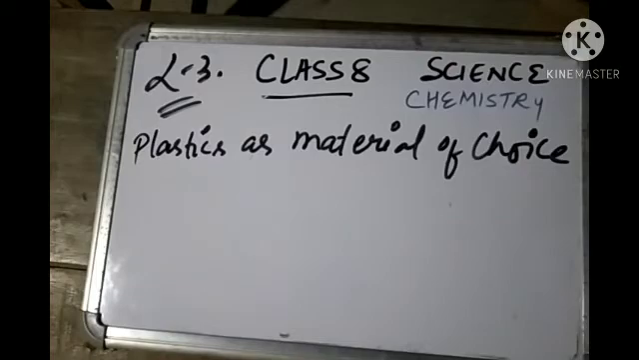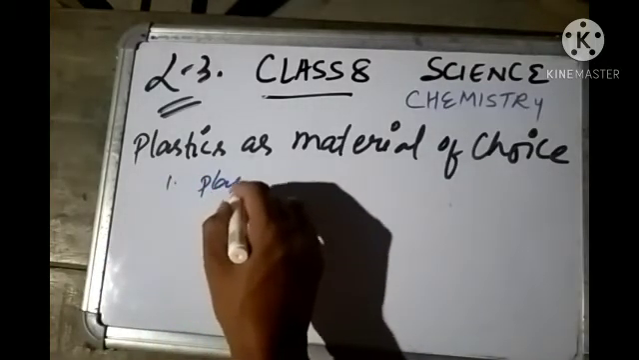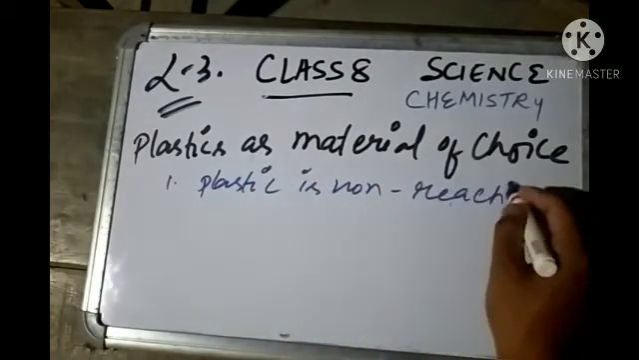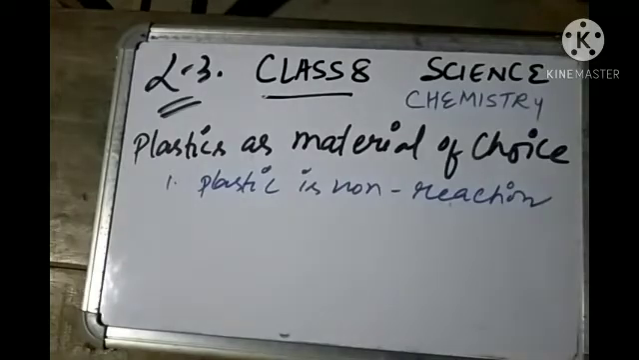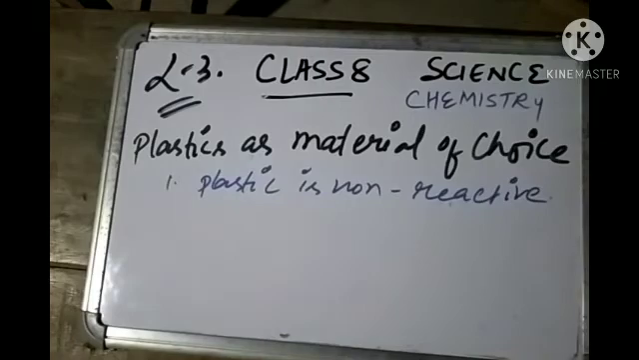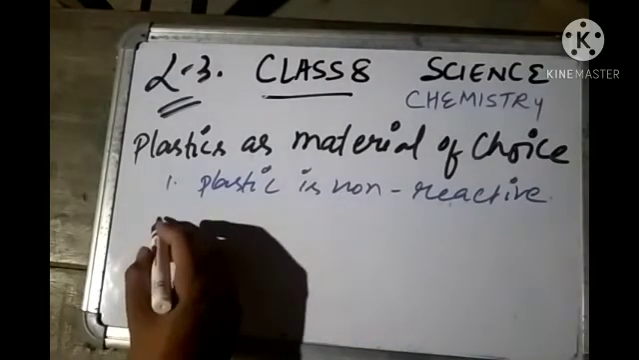So under this point, we have discussed that plastic containers seem most convenient. So what is the reason behind it? We have discussed 3 points: that plastic is non-reactive. The question is why plastic is a material of choice? Because plastic is non-reactive. It does not react with any material, so it is used for making containers.